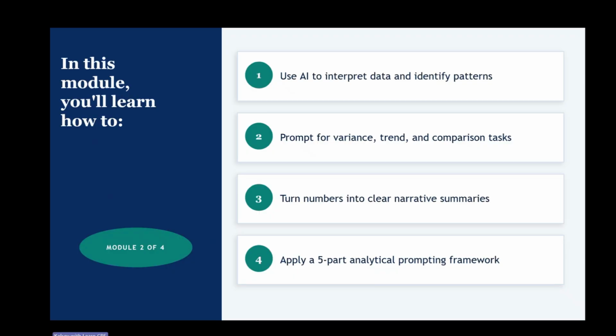Here's what we're covering in this module. We'll start with the mindset shift that makes AI analysis work, then build a framework specifically for analytical prompts. Then we'll apply it to 4 real scenarios: variance analysis, trend identification, comparative analysis, and turning data into executive narratives. By the end, you'll have a repeatable process that you can apply to almost any data task.